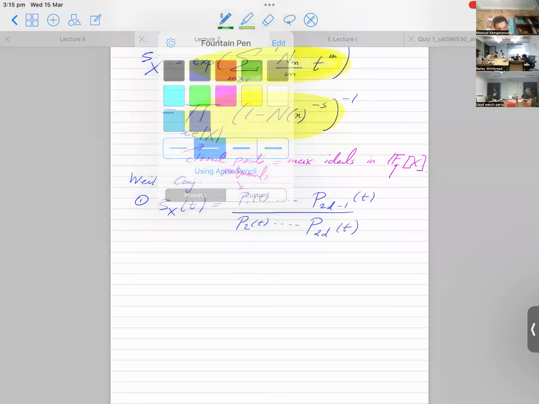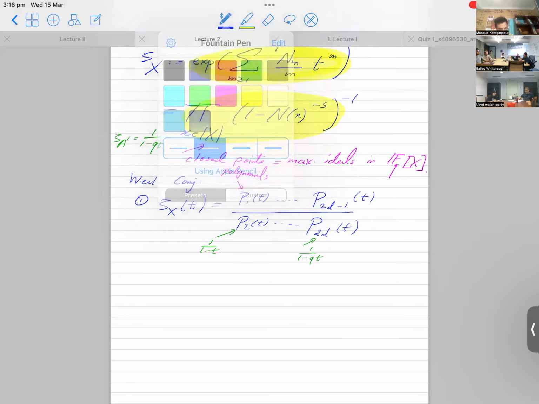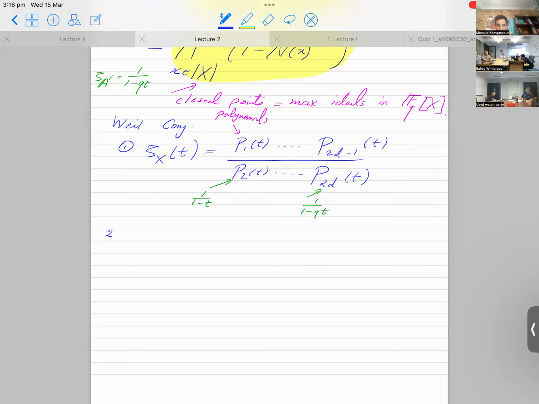Remember the example that we had of just the affine line, the zeta function of the affine line, that was 1 over 1 minus qt, right? And if you had a projective line, you had 1 over 1 minus t multiplied by that. And more generally, P_0 is always 1 minus t, and the last one is always 1 minus q^d t, and q is a prime power, like 5 or 25. So this is the analog of analytic continuation, which is much stronger here because you actually have a rational function.